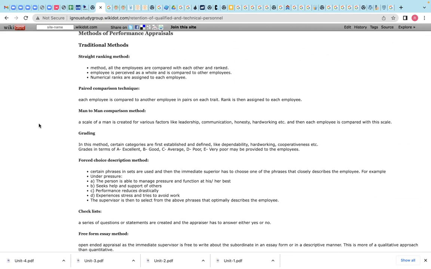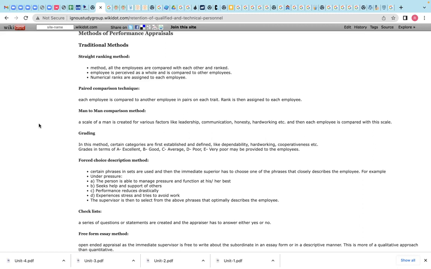In the traditional method, we have something like the straight ranking method, where all the employees are compared with the other employees and ranked. Basically, you are just saying that he is number one, number two, number three, number four kind of a thing. Then based on the ranks, you are rewarding them. That is straight ranking. Second is paired comparison. You form pairs, comparing employee one and employee two: he is better in these things, he is better in those things. You are comparing with every other employee, one by one.